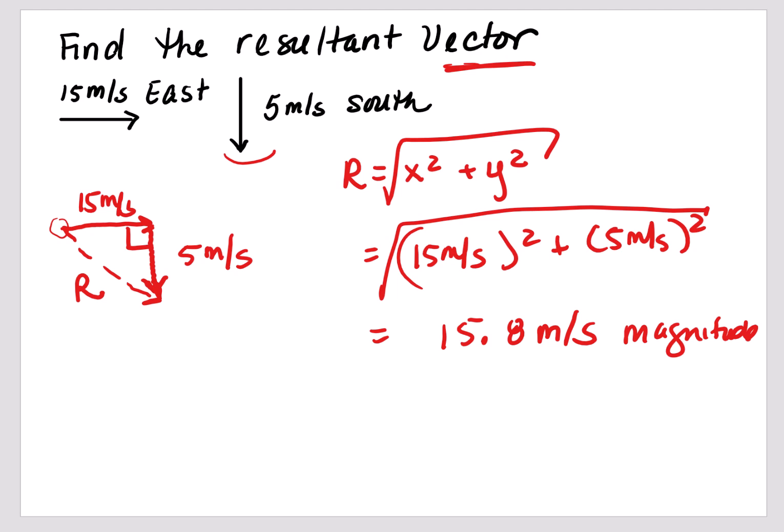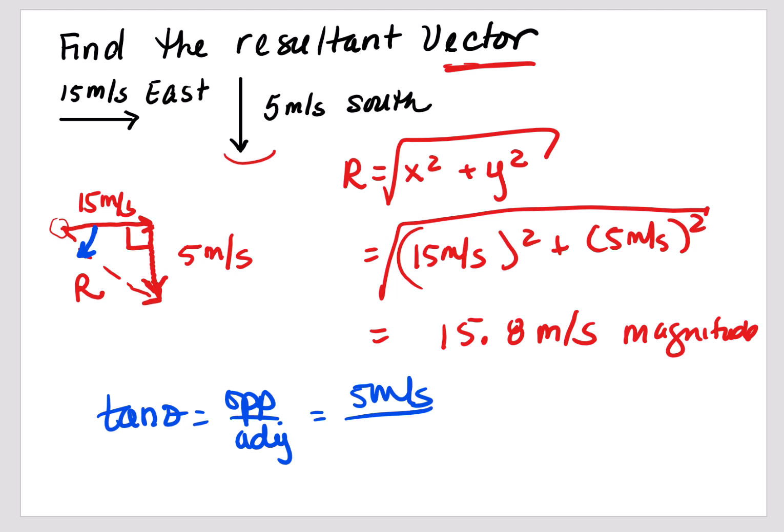Since we are traveling east, we're going to measure from the east going to the south. So we're going to start at the east and we're going to go south. In general, you measure from the east or the west. So I could use tangent theta, which is opposite over adjacent. Opposite the theta is 5 meters per second. Next to my theta is 15 meters per second.